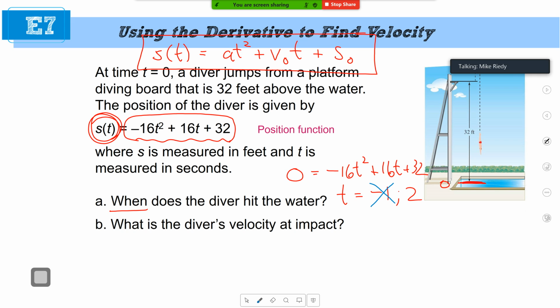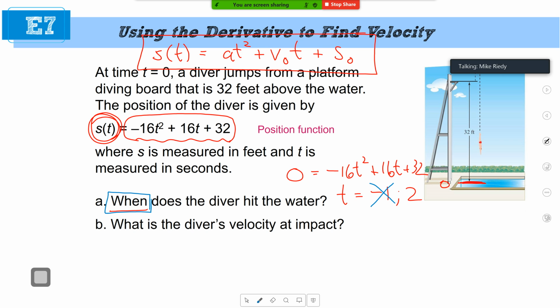Okay, so t equals 2. It takes 2 seconds for that person to hit the water. Okay, and an indication of that is the word when. So you're solving for a t there. Okay, what is the diver's velocity?